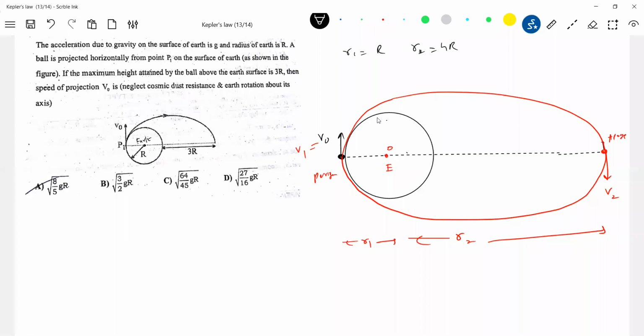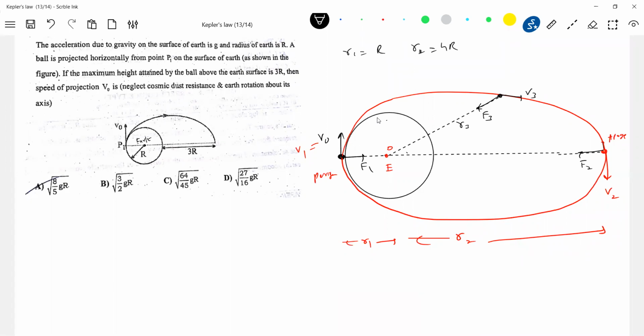So what are the options available? Conservation of angular momentum. About what point? About the earth only. Sir, how can you say that? Because here the force F1 will act like this. Here the force F2. Somewhere here, let's take some arbitrary point, V3. So at all the points, the force will be acting toward the center of the earth. It's a central force, a conservative force, and net torque about O is 0. So therefore angular momentum is conserved.